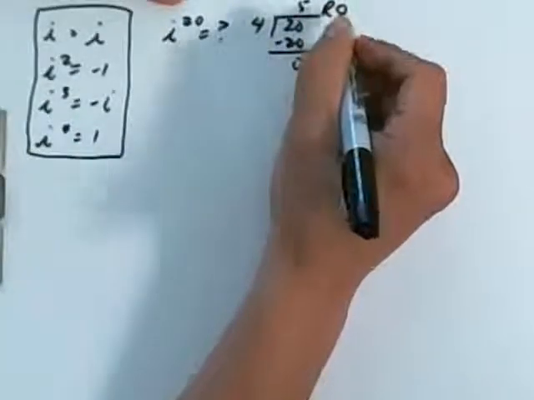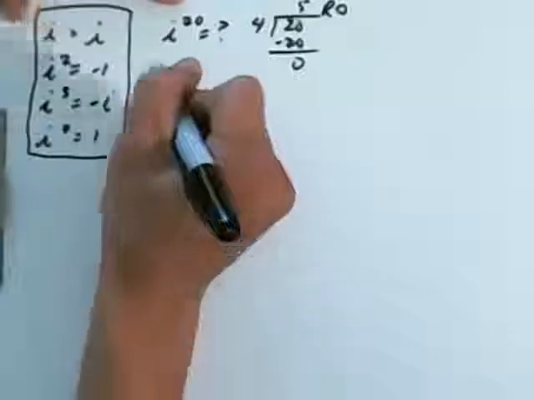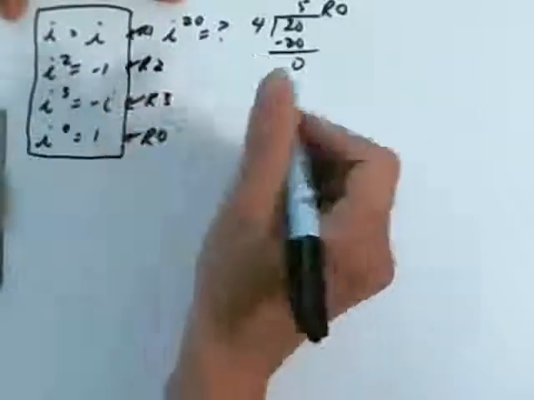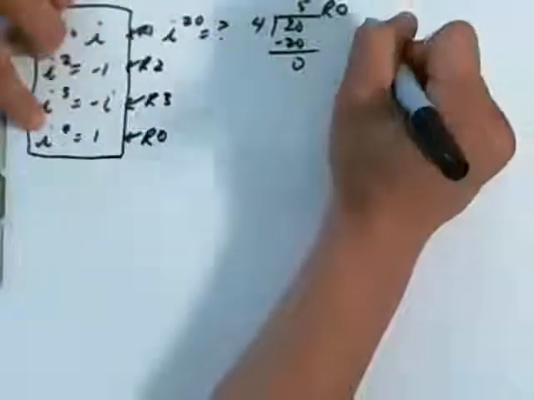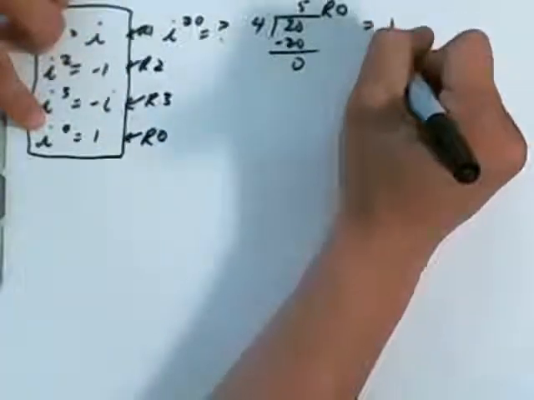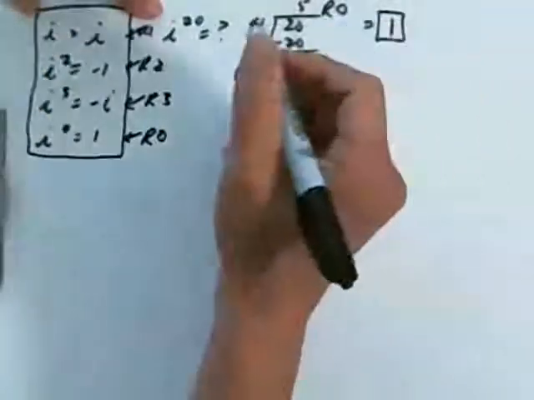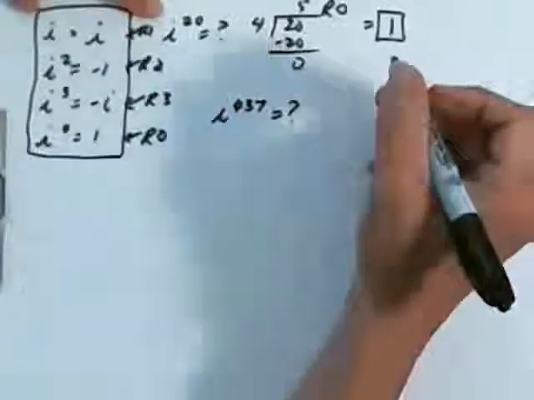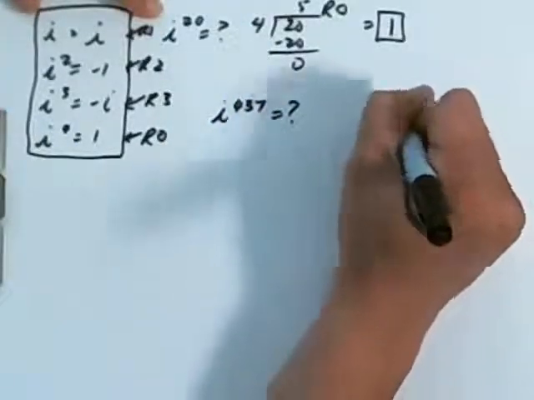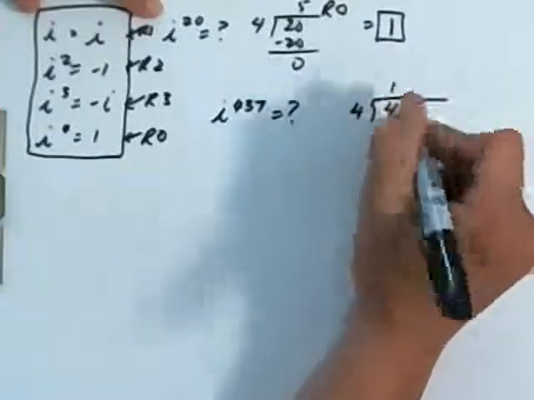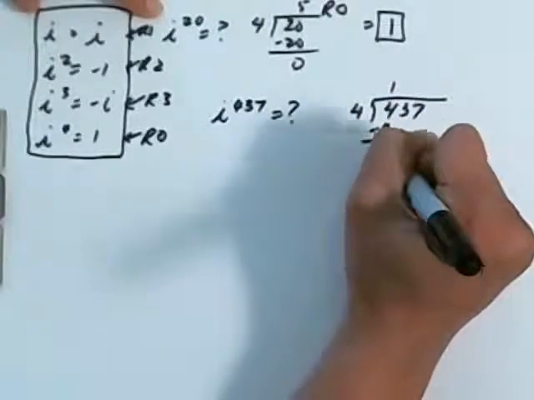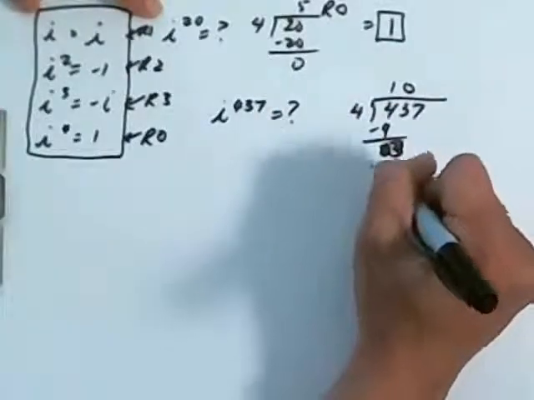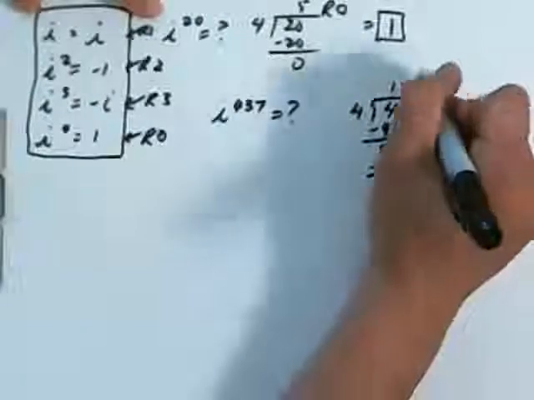This is remainder 0, remainder 1, remainder 2, remainder 3. So in that case, if the remainder is 0, it's going to be 1. Okay, let's do i to the 437. Well, 437, it repeats every 4 times. 4 goes into 4 once, subtract 4, 0, bring down the 3, 0 times, subtract 0, you get 37. 4 goes into 37 9 times.